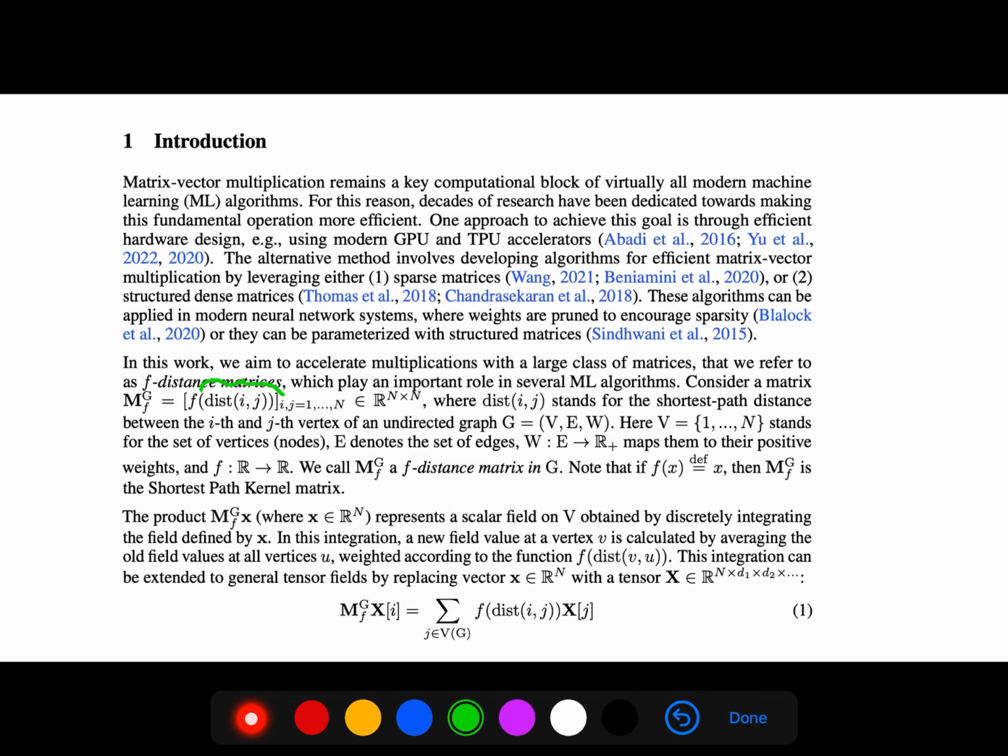And the product represents a scalar field on V obtained by discretely integrating the field defined by X. In this integration, a new field value at the vertex V is calculated by averaging all field values at all vertices U, weighted according to the function f of the distance of V and U. This integration can be extended to general tensor fields by replacing vector X with a tensor.